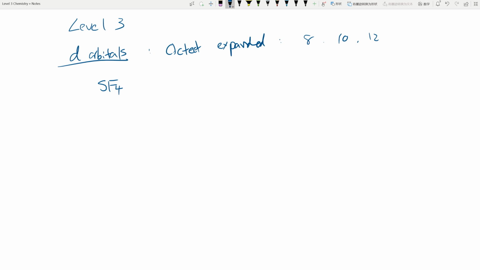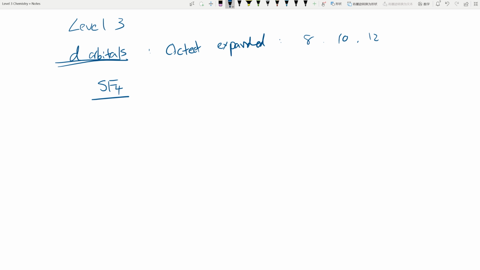Okay, and if you did really well in year level 2 chem, and you look at SF4, you go, wow, that's a tetrahedral right there. SF4, four things bonded, four straight lines, tetrahedral. And that would be very, very incorrect, because sulfur can have an expanded octet. Because it's after silicon, you can fit electrons into the d orbital, so you can take more than 8.